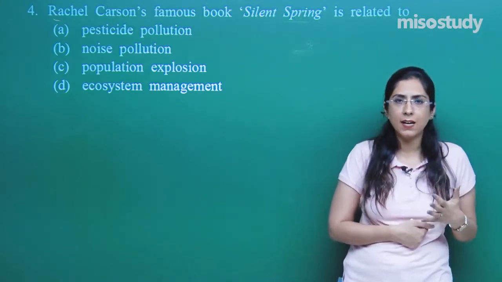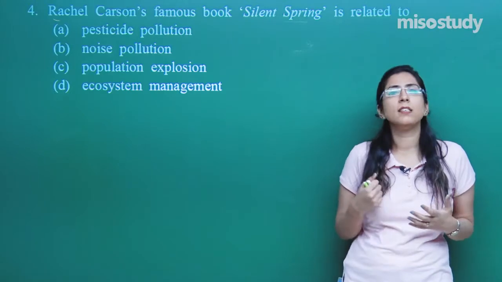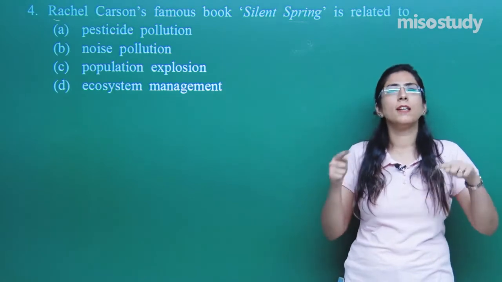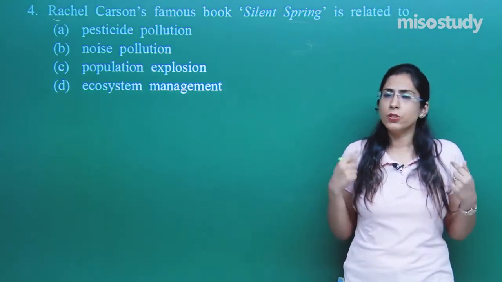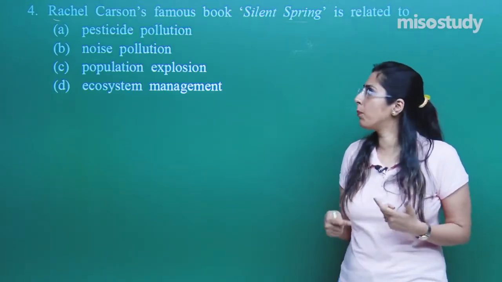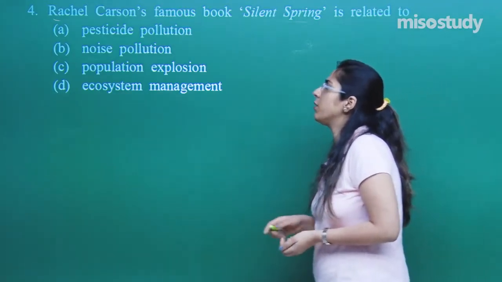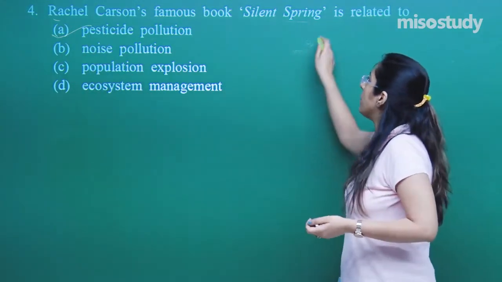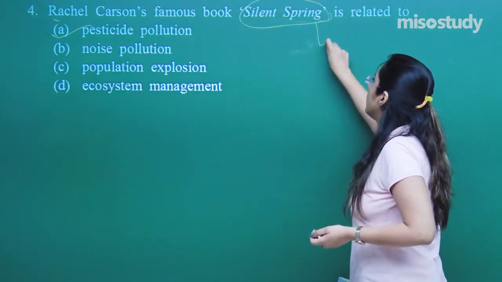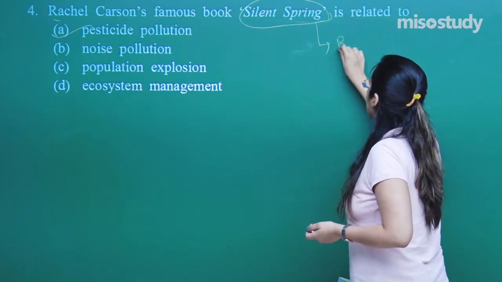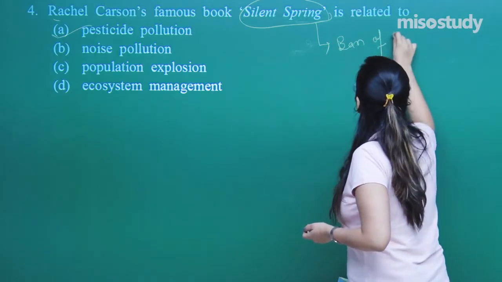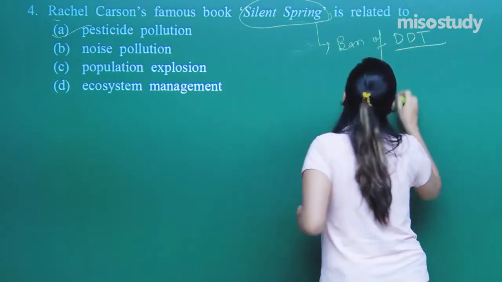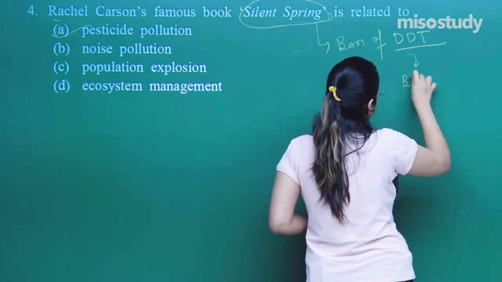After some time, after the introduction of this book, we realized that these pesticides are causing a detrimental effect on non-target organisms as well, and on the human body as well. This was the major thing mentioned in Silent Spring, which is related to pesticide pollution. This is a very important book and you have to remember it. After this book, the ban of DDT occurred, and the problem associated with DDT is biomagnification. So, remember this.